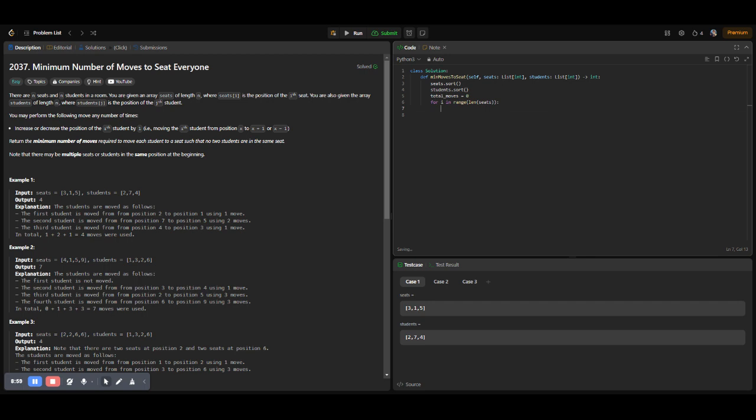So let's do one thing. Here I am going to run a loop in the range of the seats, meaning whatever the length of the seats, the number of seats is the same as the number of students. Also we can use the students, not a big deal.